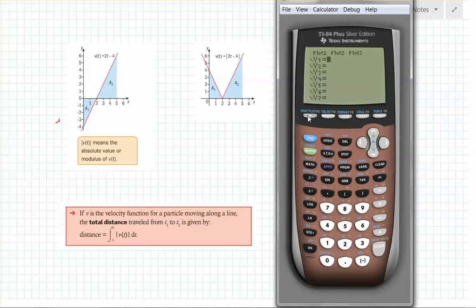So let's try and graph that one, for example 2t minus 4. So hopefully if we put math, number, absolute, it's just a paste, you get your little lines, and we would put in 2x minus 4. If you then graph that, right.